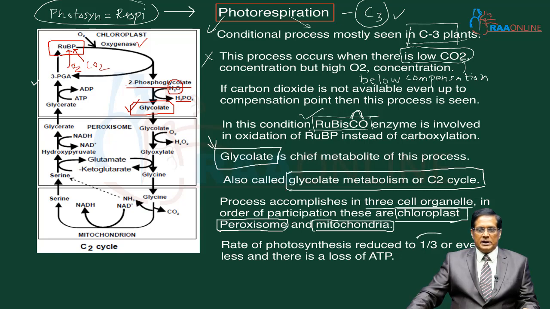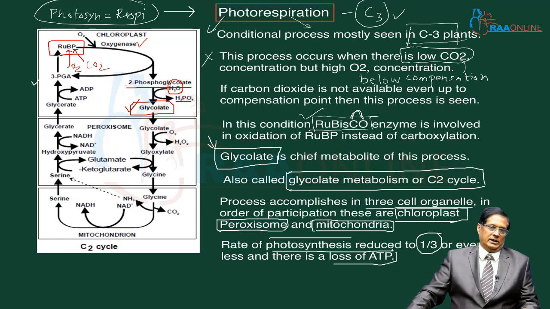And due to this particular activity, that is photorespiration, there is a sharp decline in the rate of photosynthesis. Photosynthesis is reduced to more than half, 1/3 or less, and ATPs are also used up in the photorespiratory activity.